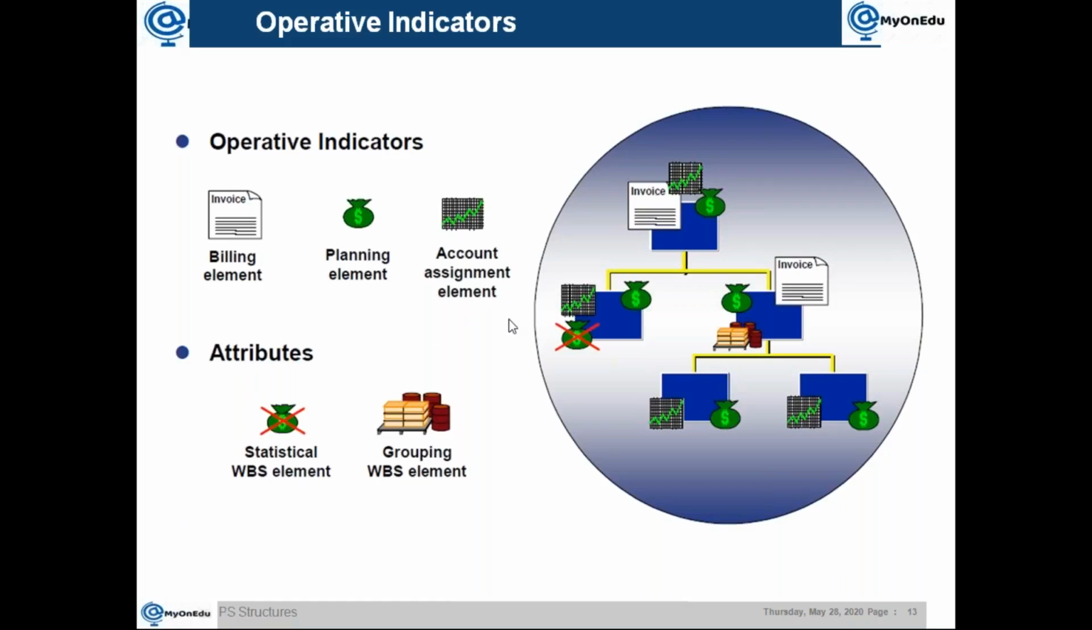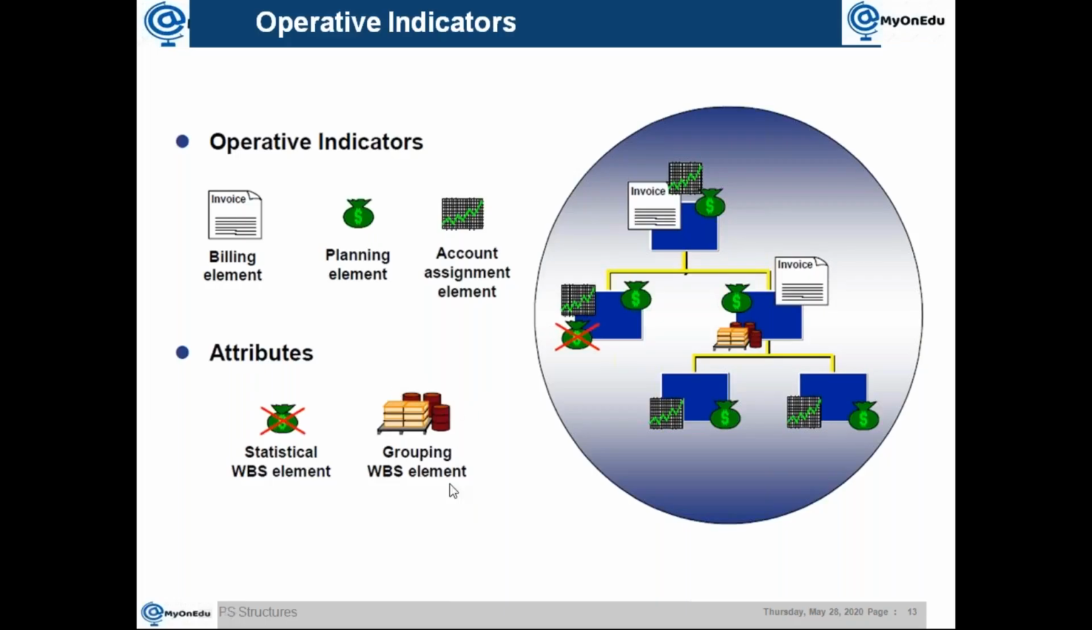Then what we are talking about, there are 2 attributes. There is something called statistical, which is what we were talking about. If you don't want to post actuals, and it is only for information, then you can use that as a statistical WBS element. Then another attribute is known as a grouping WBS element.